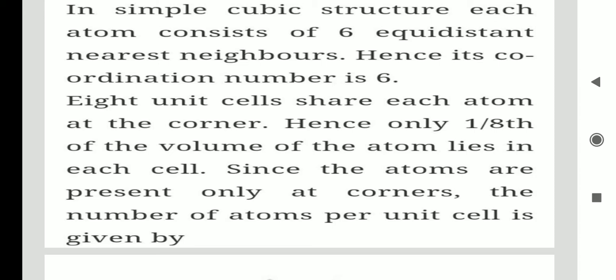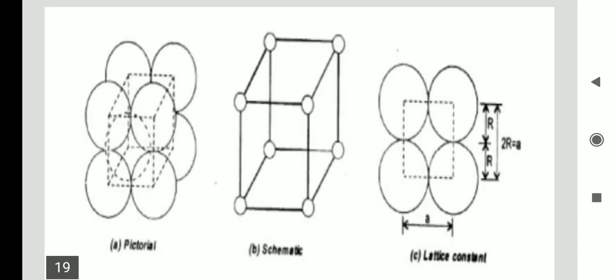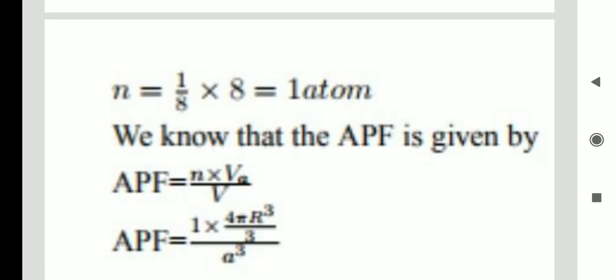So, these 8 corners are sharing 1 by 8th of a unit cell. Since the atoms are present only at corners, the number of atoms per unit cell is considered. What is that? It can be considered as the number of atoms in a simple cubic structure. There are 8 corners, shared by 1 by 8 of a unit cell. Then 8 into 1 by 8 is nothing but 1.